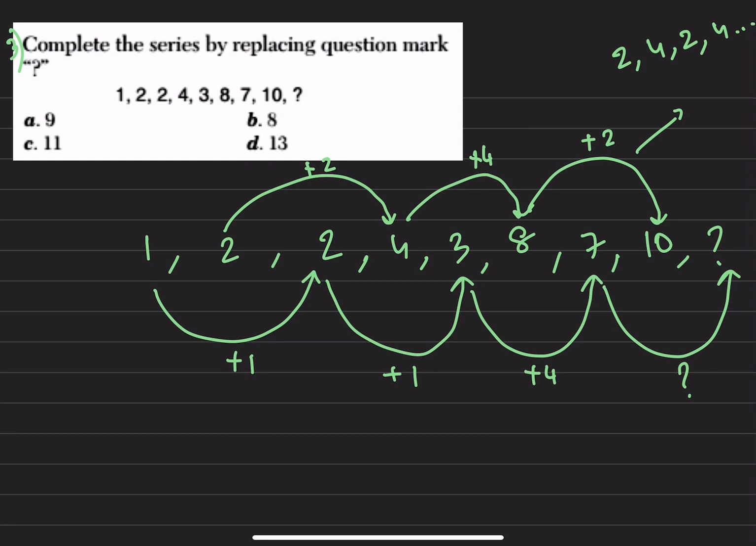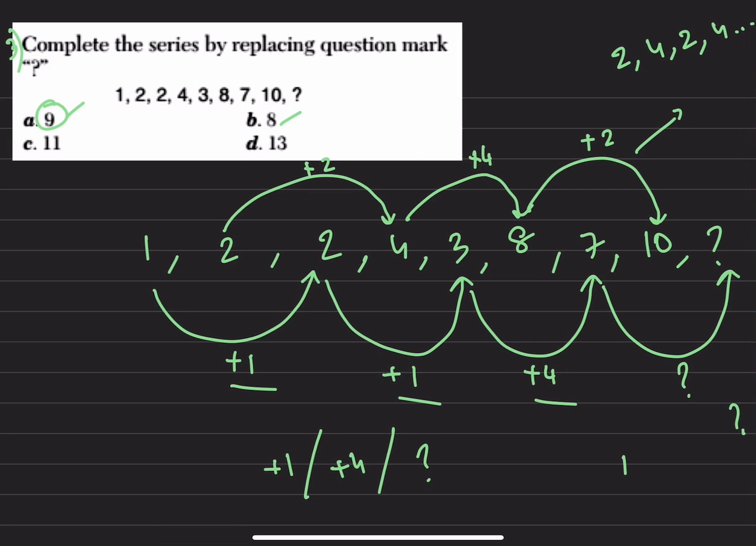First they're adding 1, 1, then they're adding 4. So it could be that you add 1, or you add 4, or there is some other number. Let's just check with the options. Option A is 9. So it could be 2, but there's no reason why it should be 2. Let's just park it. Option B is 8. From here it could be 1, 1, 4, 1. So it could be 8.